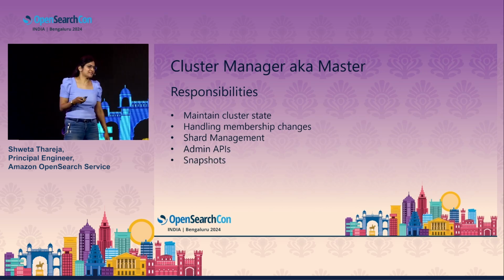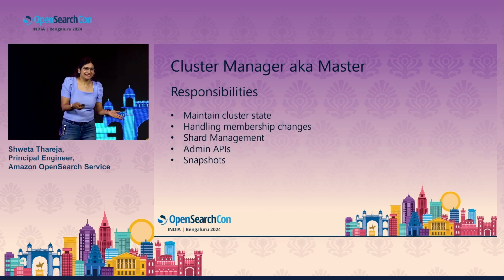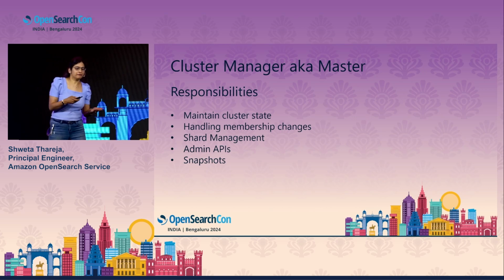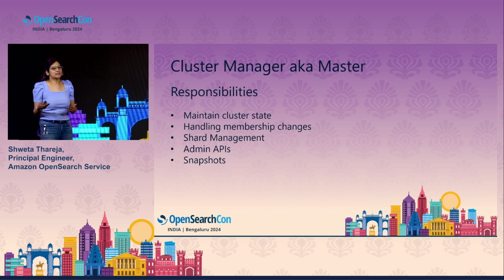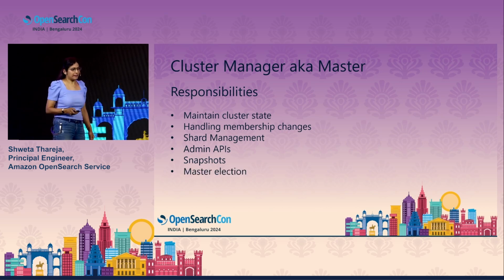And then snapshots. I don't think anybody in an organization running a production workload would not have taken a snapshot, because we all know nodes go down, machines go down, right? And data can get corrupted. So we keep taking these backups so that if any situation arises, we are able to restore and get to a deterministic state, right?